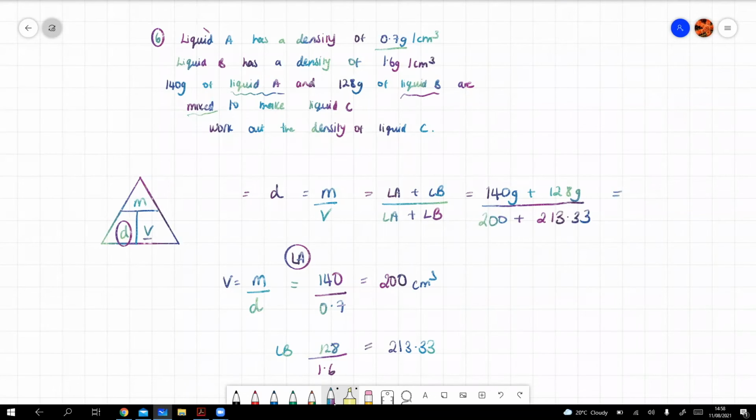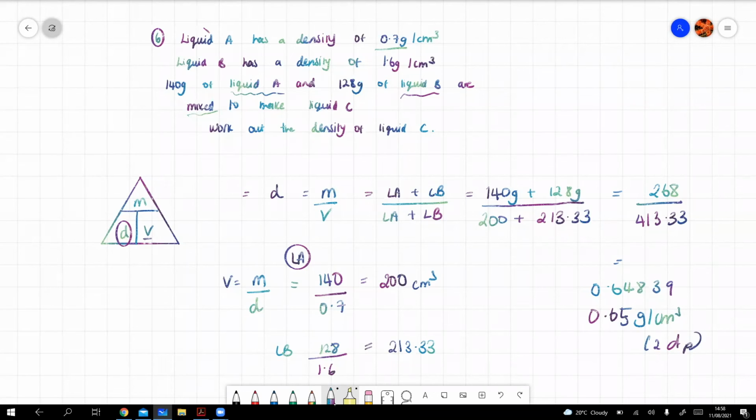200 add 213.33. Okay, so the first one, 140 plus 128, I'm left with 268. I can add the bottom one up, 200 plus 213.33. That gives me 413.33. I can divide them now, 268 divided by 413.33. And when I do that, I'm left with 0.64839. 0.65 I'll do, and it's grams per centimeters cubed to 2 decimal places.